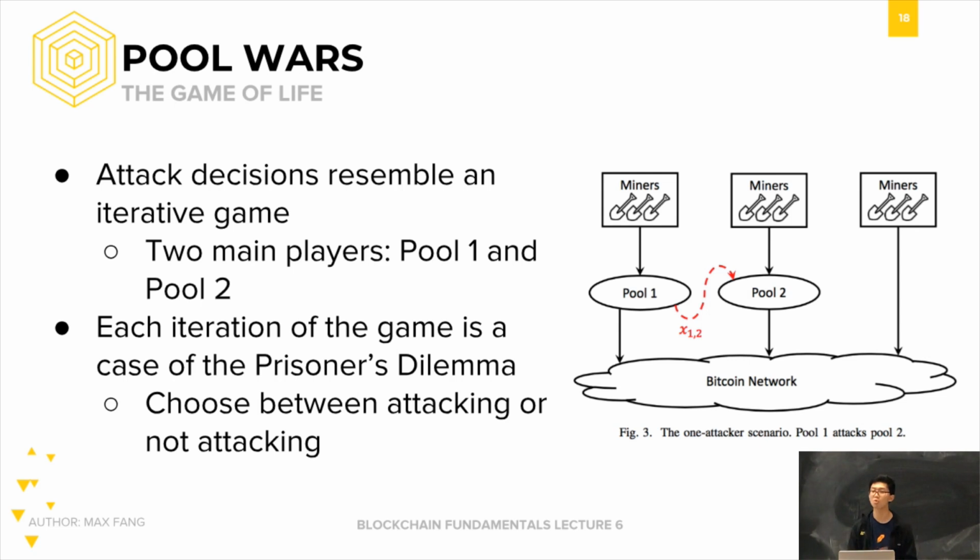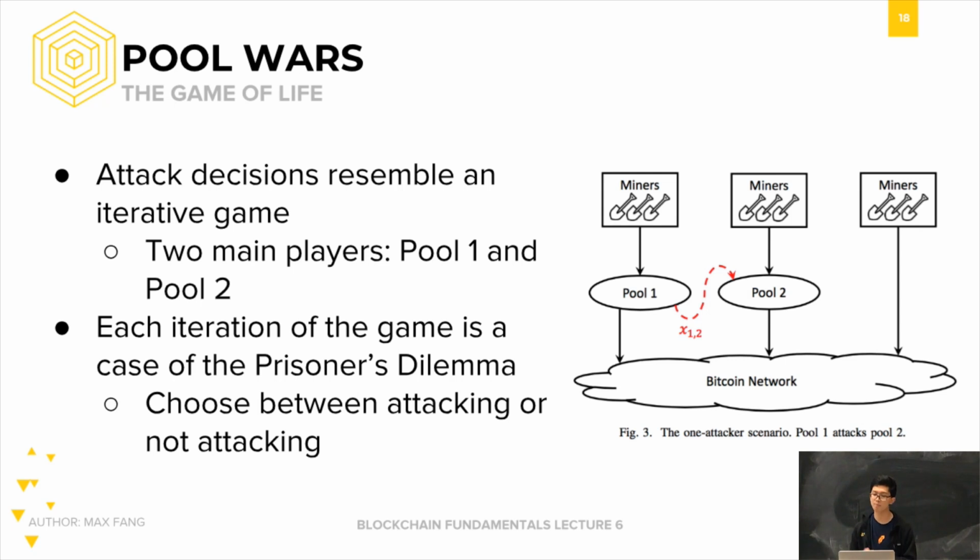Like we can have pool wars, right? So let's think about this in terms of, let's say, two pools, two parties, and they're deciding whether or not to attack the other pool. We can model this like an iterative game, and we notice that in each iteration we have this idea of the prisoner's dilemma. If we look at this from pool one's perspective, we have two different choices. We can either attack the other pool or not attack.